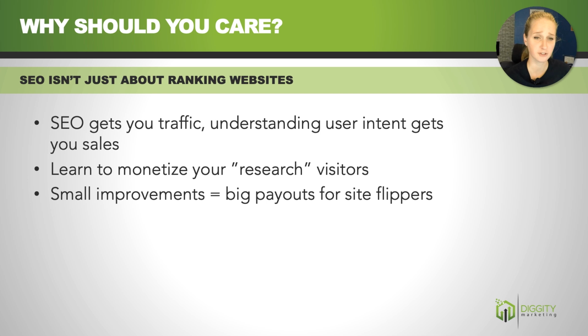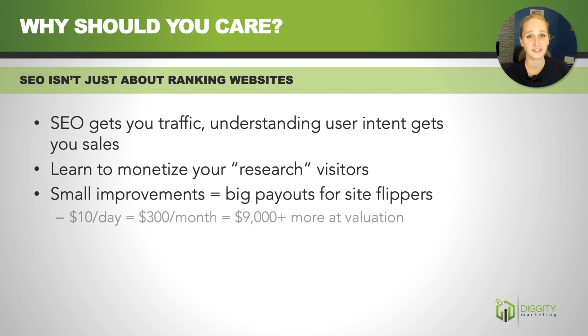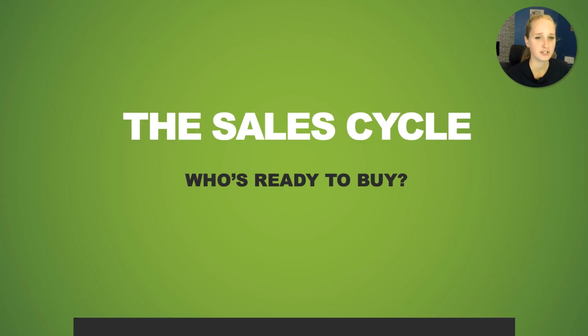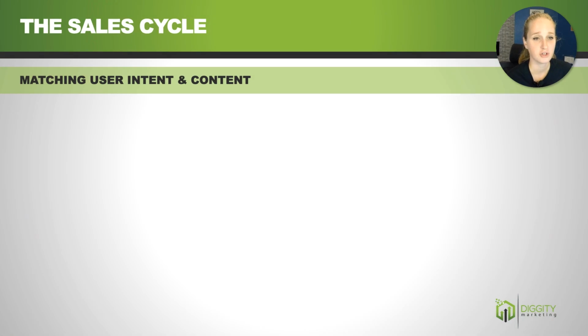And if you're a website flipper, small improvements pay big. If you make an adjustment to your site that even gets you $10 more a day, that's at least $300 more a month, and at valuation when you go to sell your site, it's at least $9,000 more, so this stuff really adds up. So the first thing you have to know about the sales cycle is who's ready to buy. You need to match that user intent with the content that you're giving.